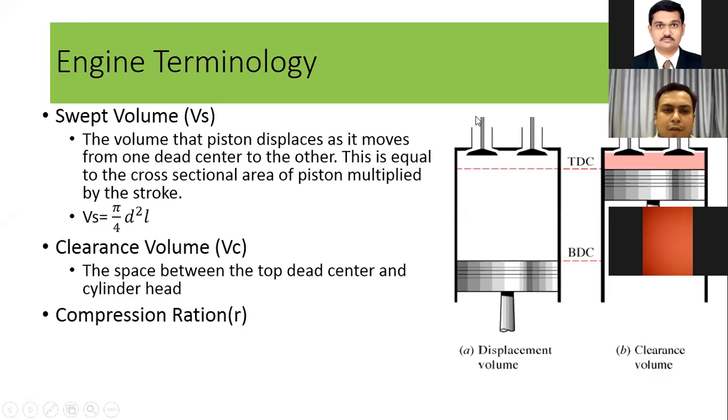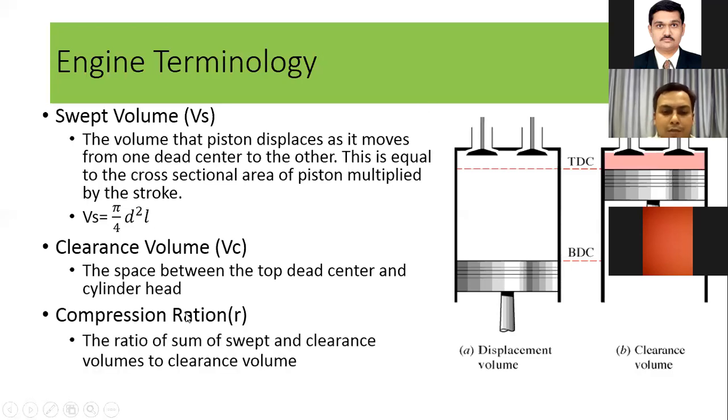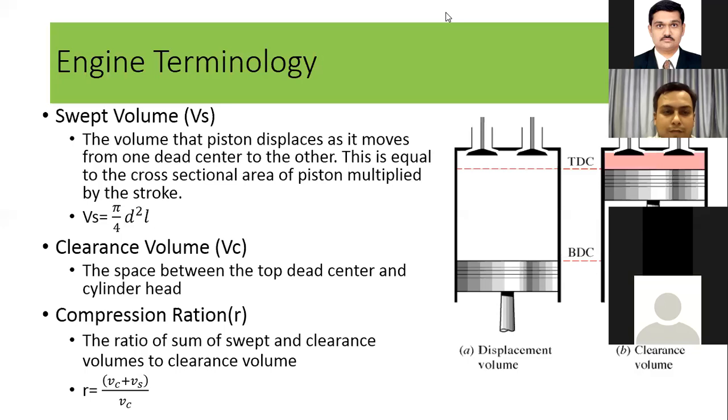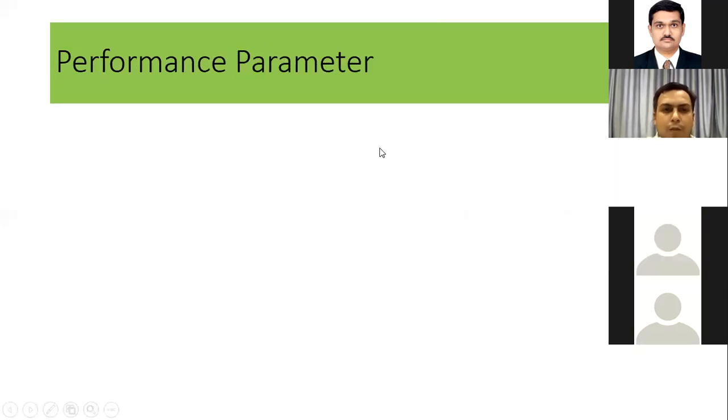Now, based on these two volumes, we can define the compression ratio. The compression ratio is the ratio of VC plus VS divided by VC. It means total volume divided by the clearance volume. And the value of the compression ratio is always greater than 1. Now we are going to performance parameters.